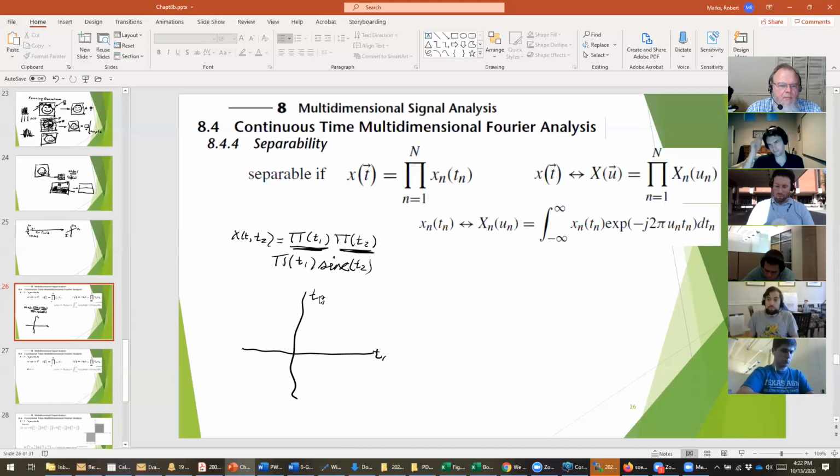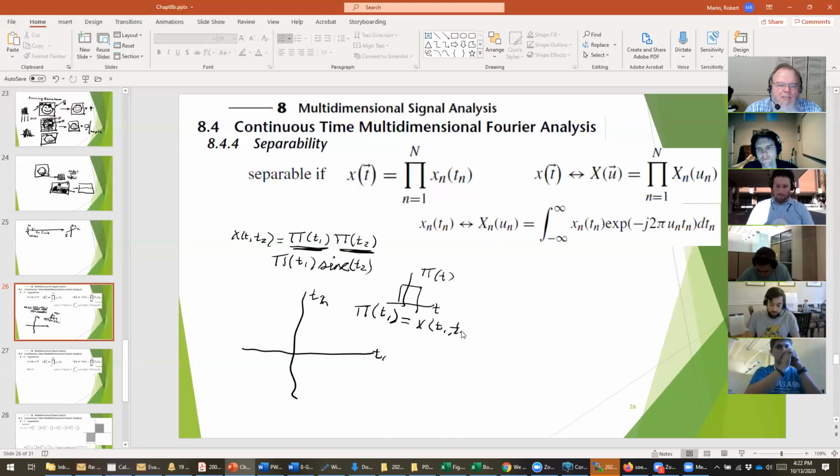Whoops, t2. What if I had the function of pi of t, which is the rectangle function? And what I wanted to do is take this rectangle function, this one-dimensional function, and represent it as pi of t1. In other words, pi of t1 is equal to my two-dimensional function. But my second variable doesn't appear explicitly here. Does that make sense? How do you think of a one-dimensional function in two dimensions?